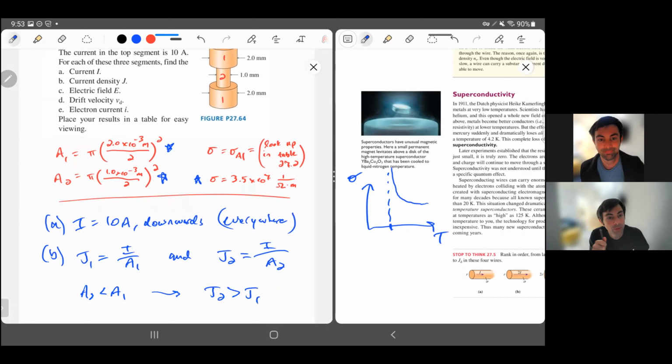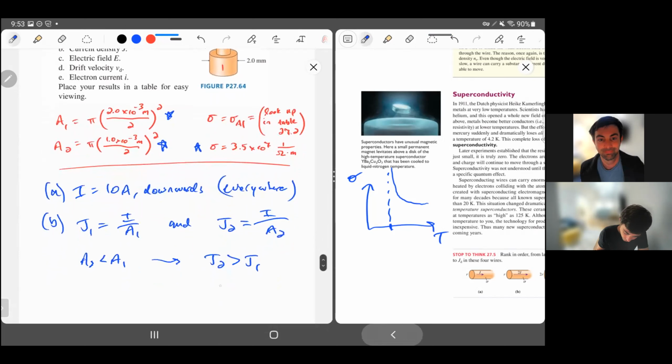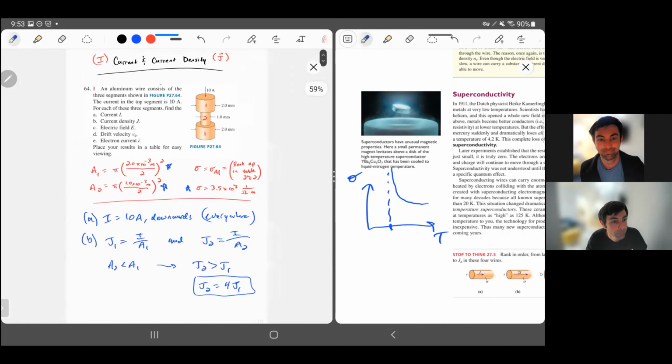And it looks like it's half the radius. Region 2 has half the radius of region 1, and so it's 1/4 the area. And it's actually 4 times the current density. So you should see that J2 is actually 4 times J1. So if you plug in numbers, you really only have to plug in numbers for one of them, and then the second one you know right away from this.